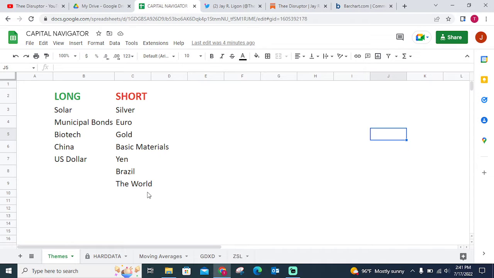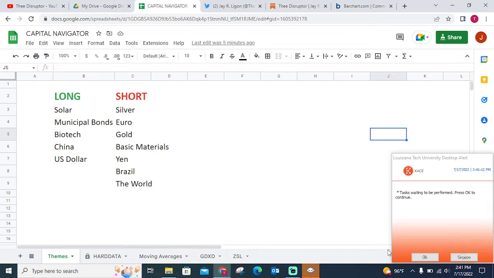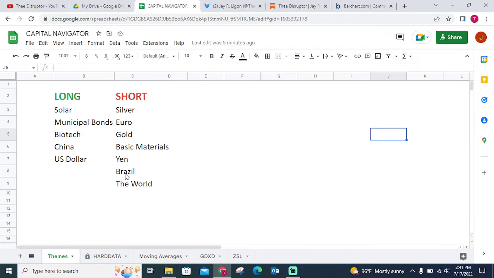So let's jump into kind of where we are with Capital Navigator. We're going to start here with the theme. Since we started Capital Navigator, which was 7 trading sessions ago, we got signals on these. And we have removed the signal for palladium because that completely fell apart, and we'll get into that and look at that chart. So you've got your longs here, your shorts here. Some of these might be getting removed pretty quickly. Some new ones here. I'm not sure basic materials, yen, Brazil, or the world were listed as shorts. Those are definitely things we're interested in. Shorting the world sounds pretty cool.